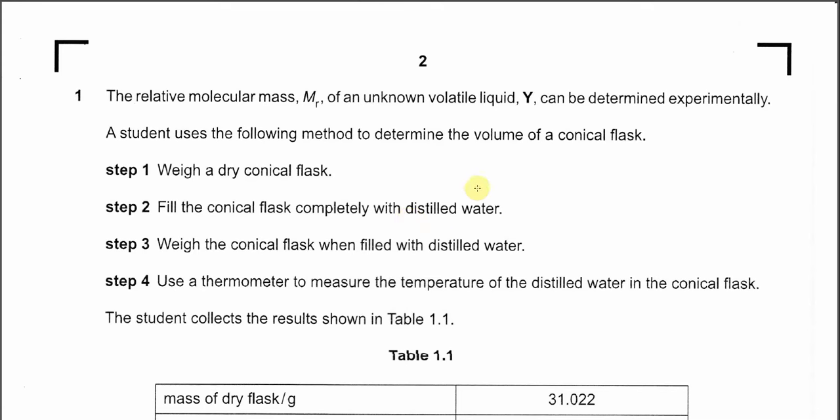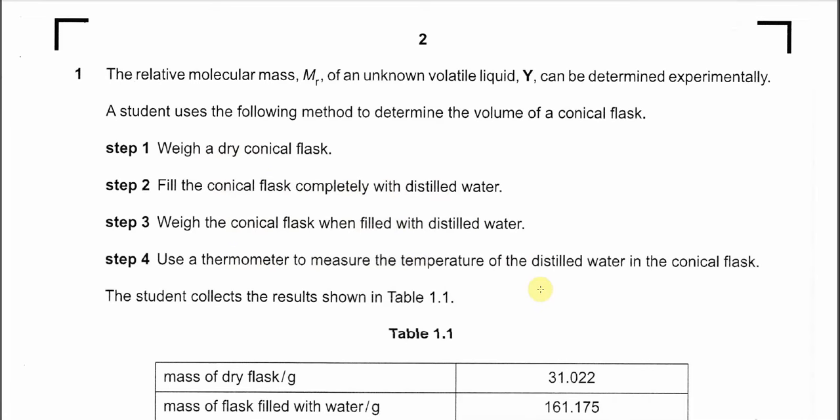Question 1. This question is to find the relative molecular mass of an unknown liquid Y. A student used the following methods to determine the volume of a conical flask. Step 1, weigh a dry conical flask. Fill the conical flask completely with distilled water. Weigh the conical flask with the distilled water again. Use the thermometer to measure the temperature of the distilled water in the conical flask.